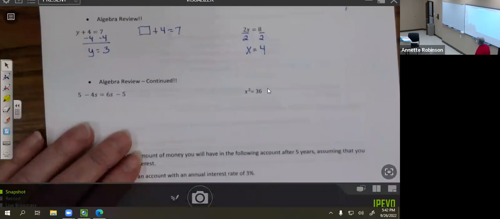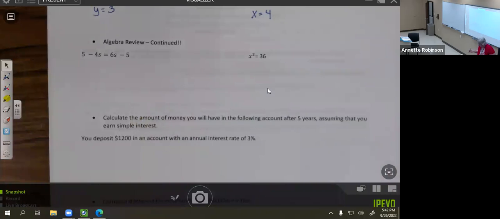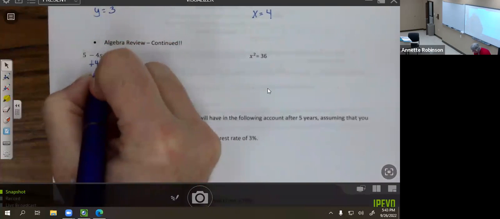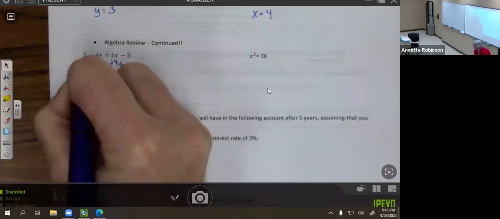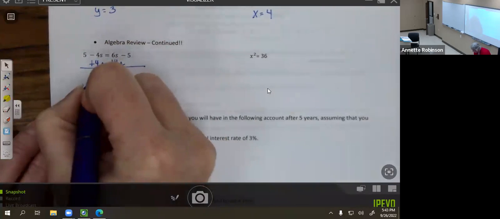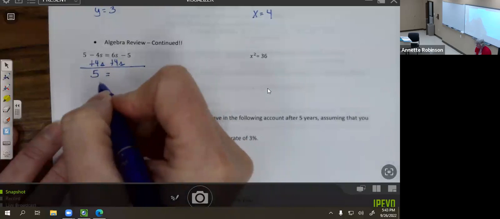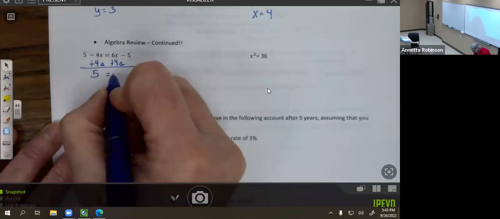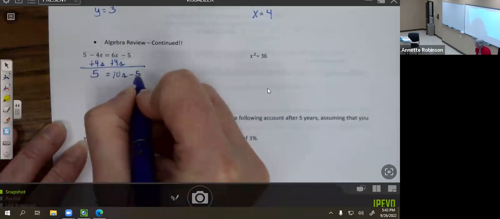On the next algebra review, we have s's on both sides, and we've got constant numbers on both sides. So we need to get the s's on one side and the constants on the other side. It doesn't matter. Since I've got more s's on the right-hand side, I'm going to take the negative 4s, make it plus, and add 4s to both sides. Now that leaves 5 on this left-hand side, which I'll call the Arkansas side of the Mississippi River. The equal sign's a bridge there. And on the other side in Tennessee, we've got 10s minus 5.